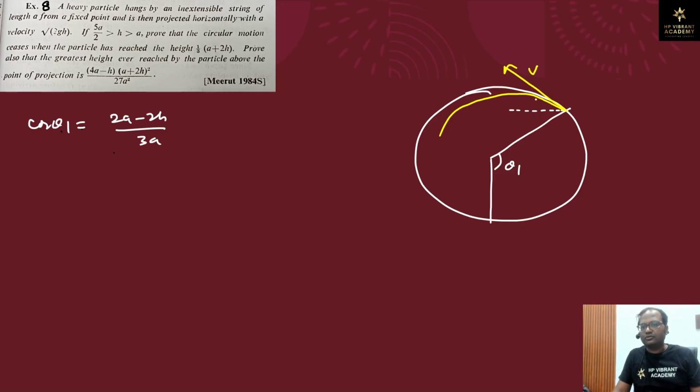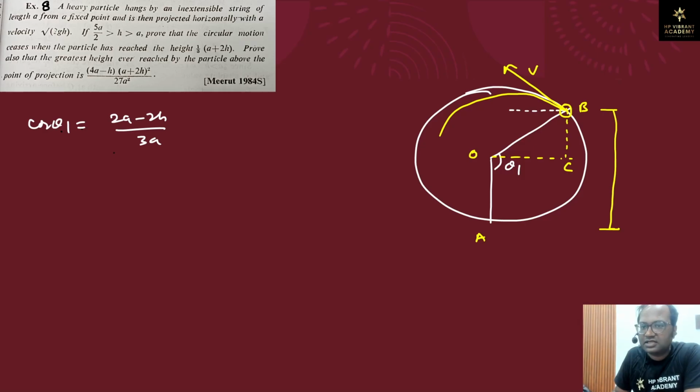Okay, this will be the velocity of the projectile because the projectile is starting from this particular point. Let us consider this as B, this as A, this as O. We have to find this particular height. Let us name this as C. So let us consider this triangle OBC.